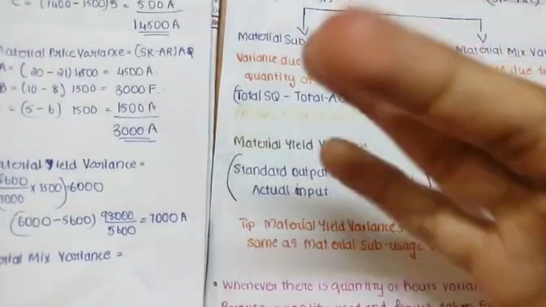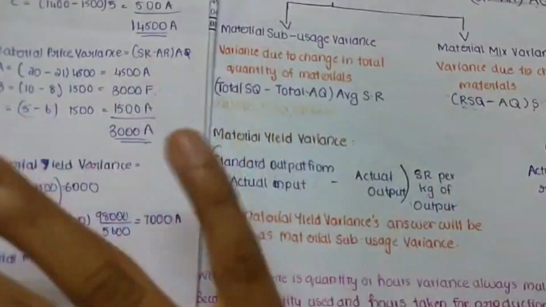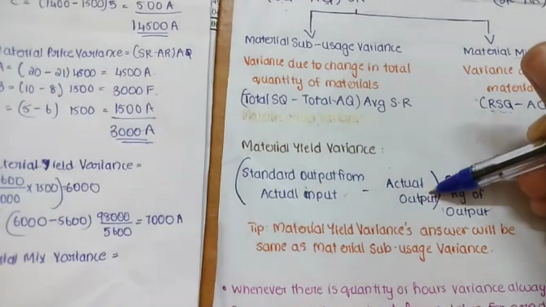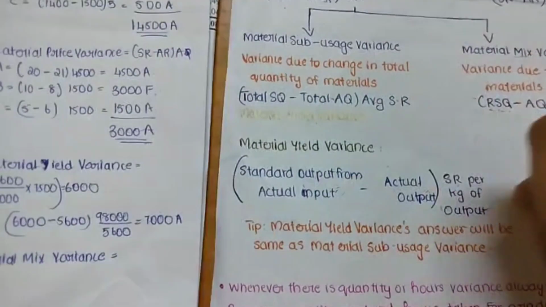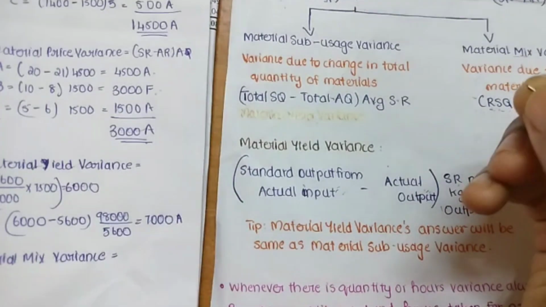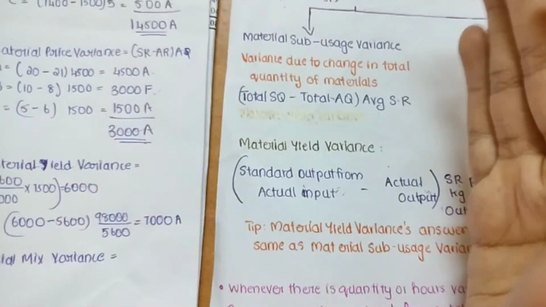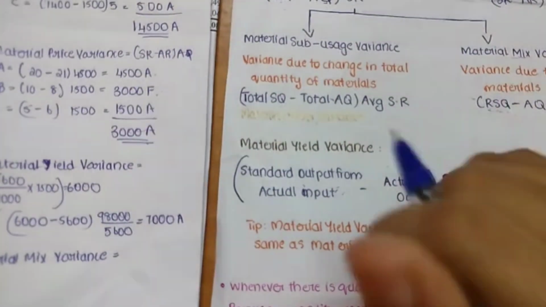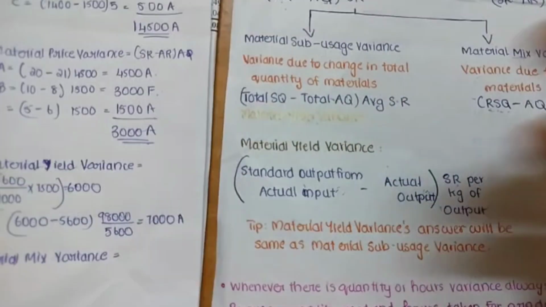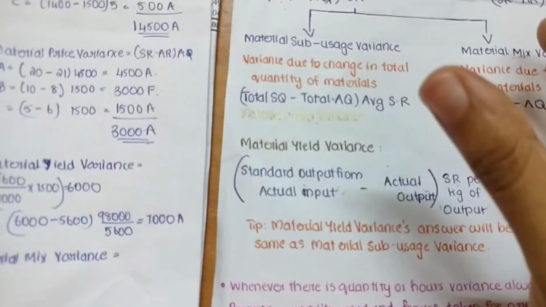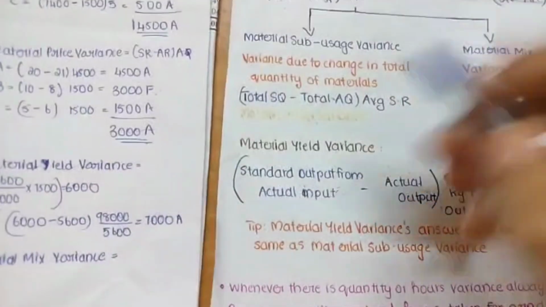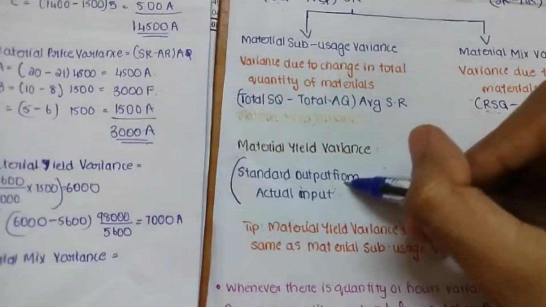For that we require three data. Actual output is already available to us, which is 5,600, already available in the question. We have to find standard output from actual input. Usually the standard is for the actual production only, right? But taking the actual input, I want to know what the output would have been. If there was no loss and all, what would have been the output, I want to know. So that is what we are going to calculate here.